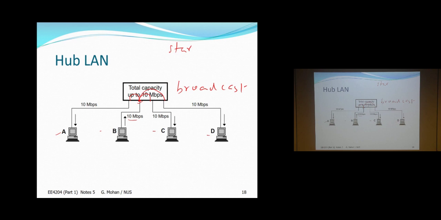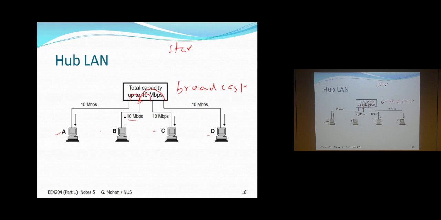When it receives from A, it will pass it to B, C, D. So eventually it's a broadcast. It doesn't look into the address of the frame. If it looked into the address, say B is sending to A, it could forward to only A. But that requires some kind of intelligence; it should know where each host is. So it is simply a dumb, mechanical device.